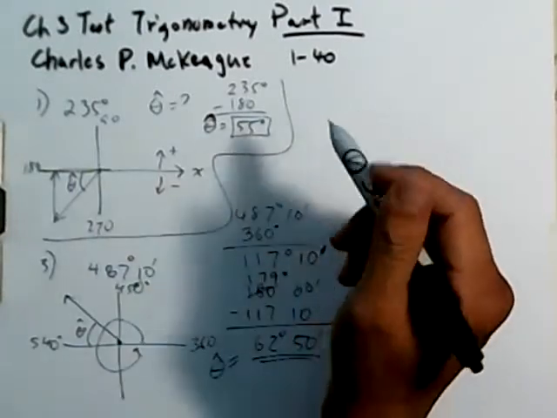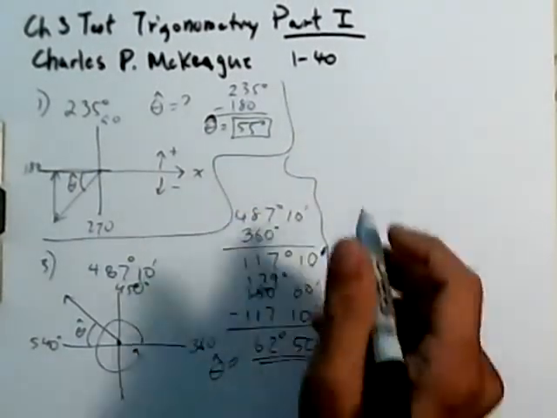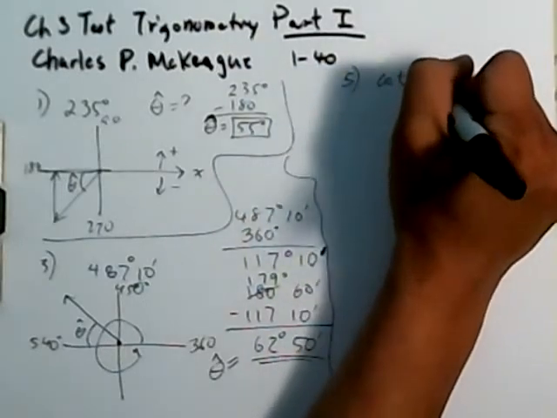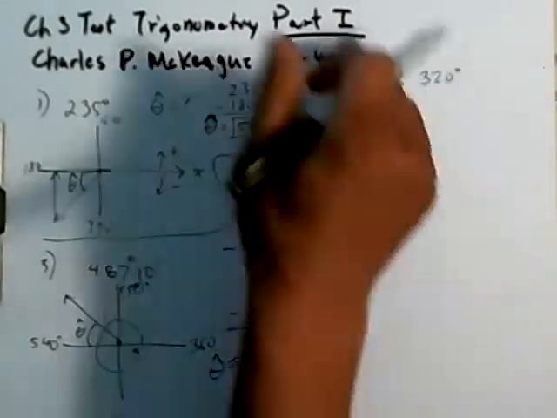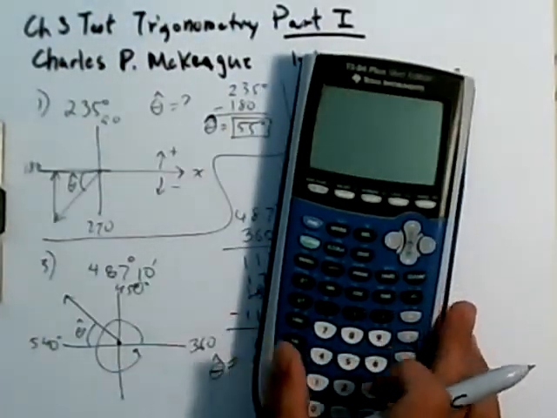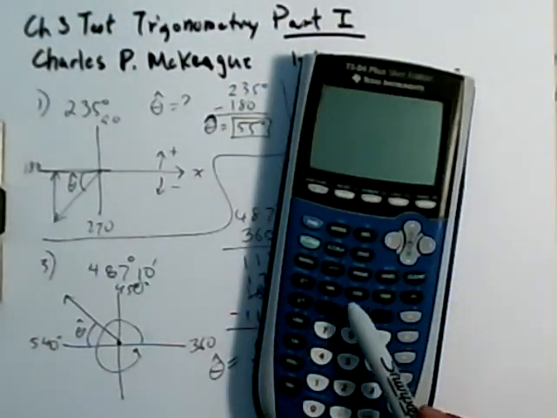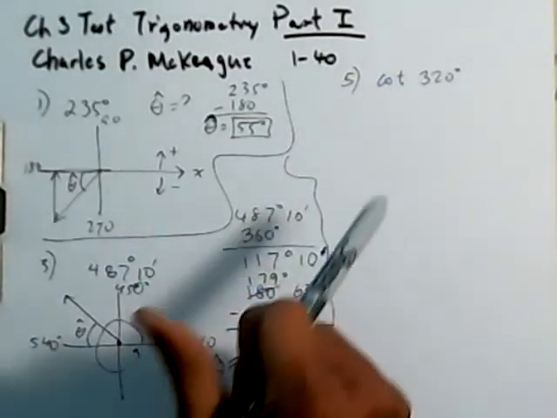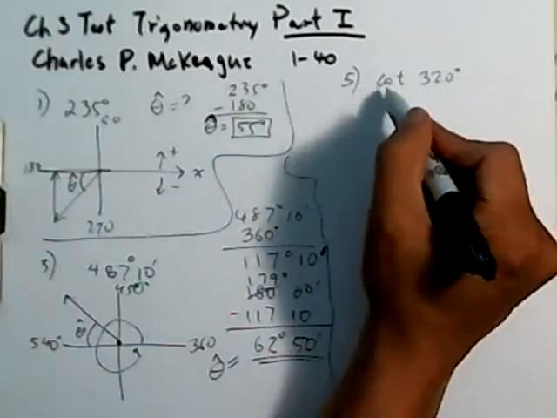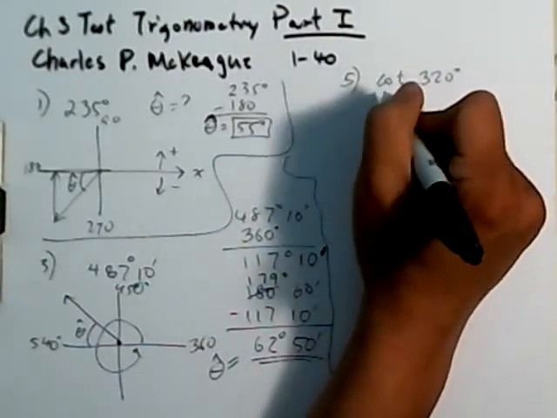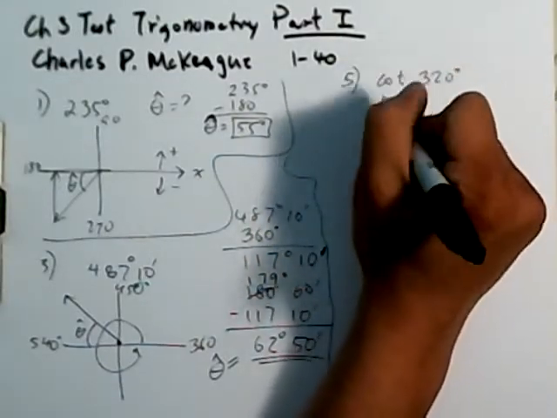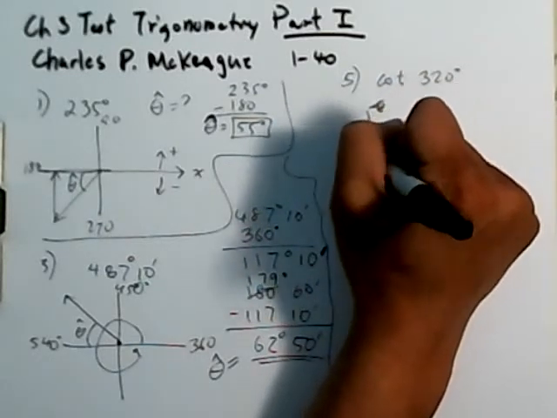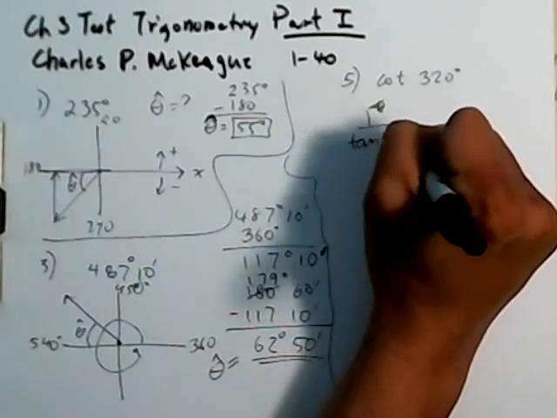Use a calculator. Number 5, you should be able to do 1 through 4 by yourself then. Number 5 says find the cotangent of 320 degrees. Of course, your calculator does not contain any secant, cosecant, or cotangent. It only has sine, cosine, and tangent functions. So what we have to do is change this into cosine, sine, or tangent. The reciprocal of the cotangent function is the tangent function. So it becomes 1 over the tangent of 320 degrees.